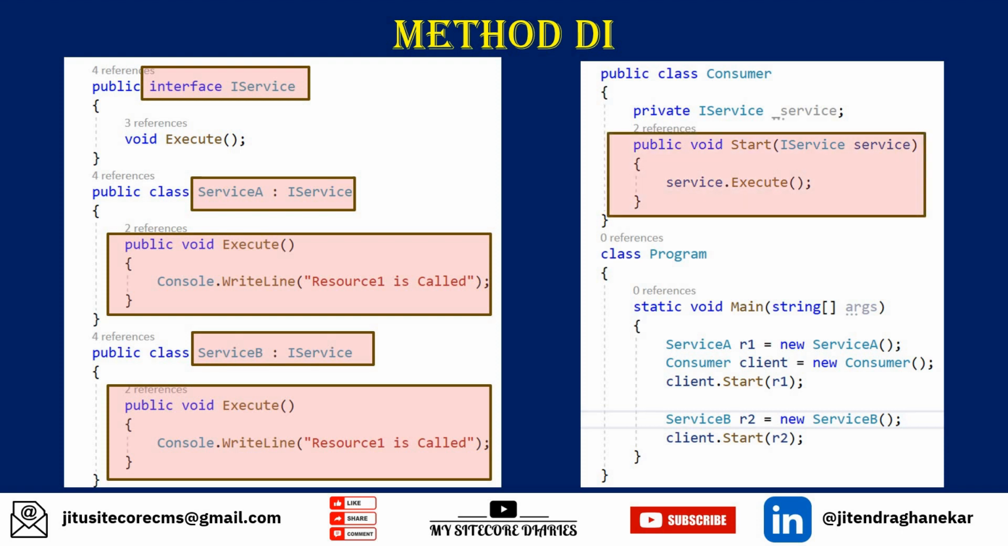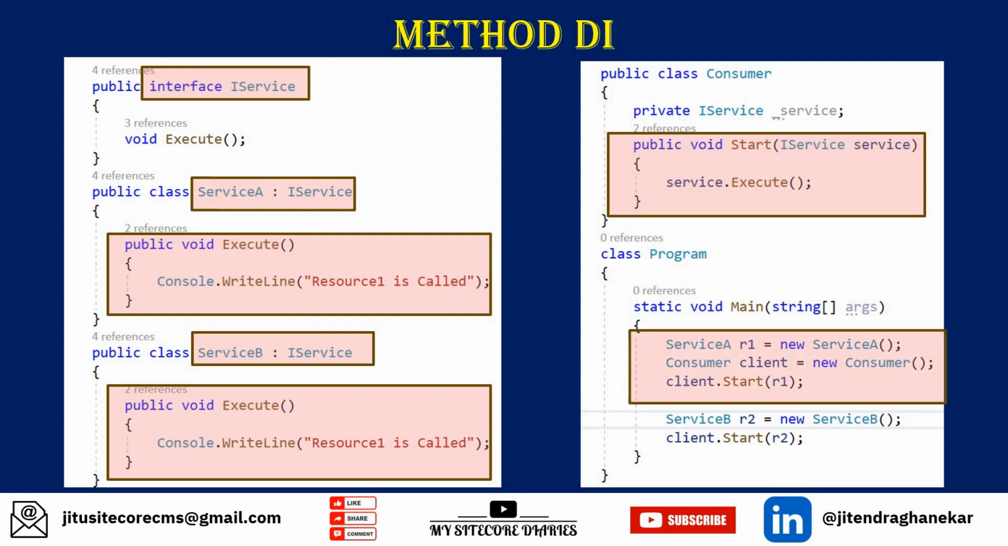See what's the change we have made. There is no constructor used here, but we are using a method called start, where you are giving the dependency and you are calling the execute method. Okay, so this is another kind of implementation, that is called method DI, because you are using a method for injecting the dependency.